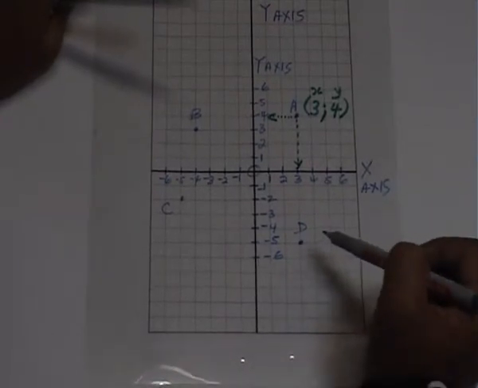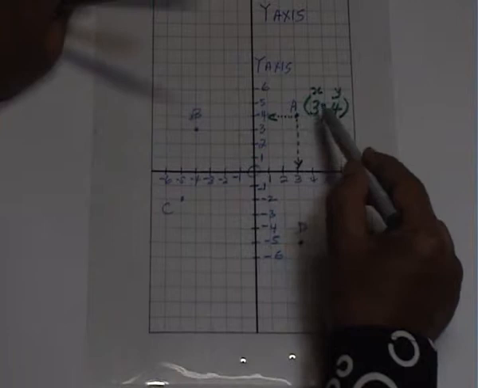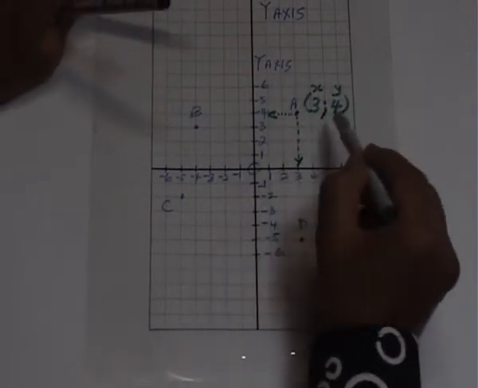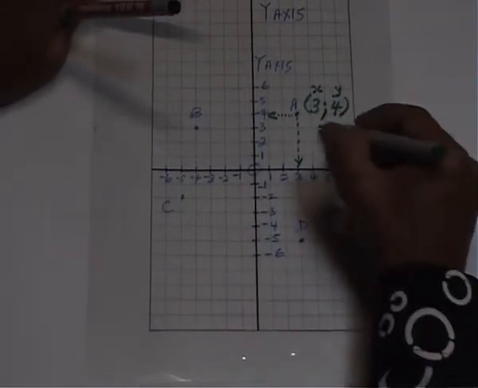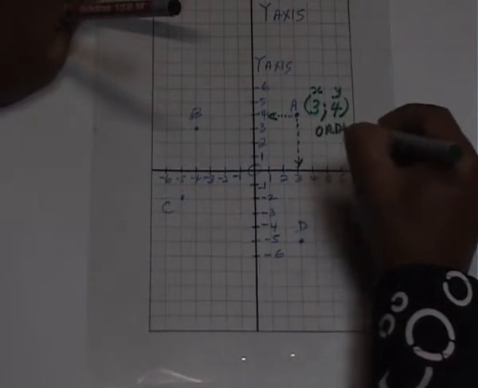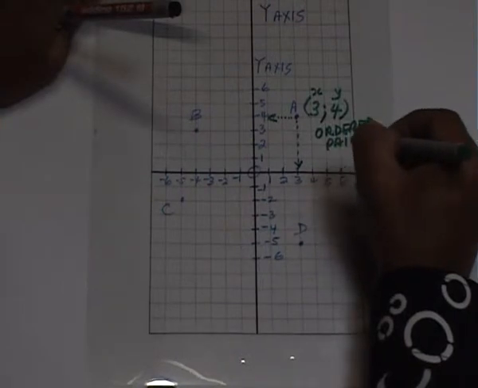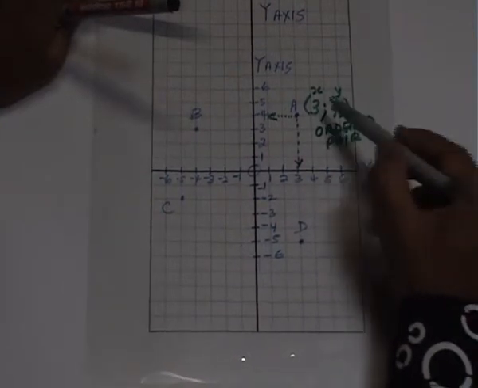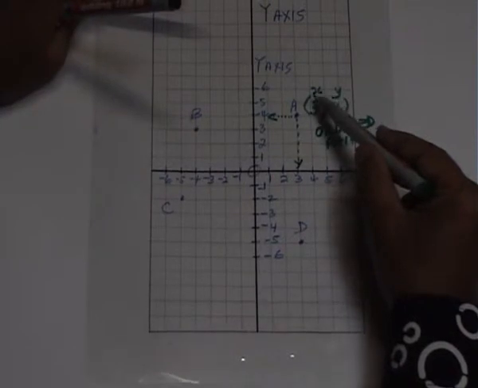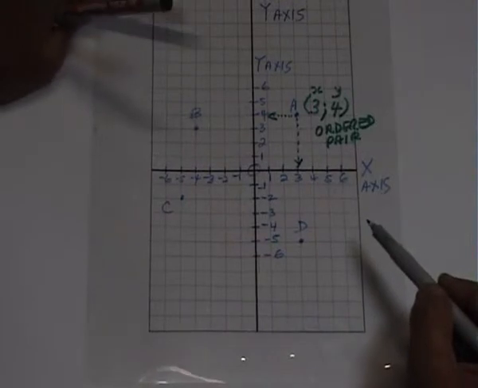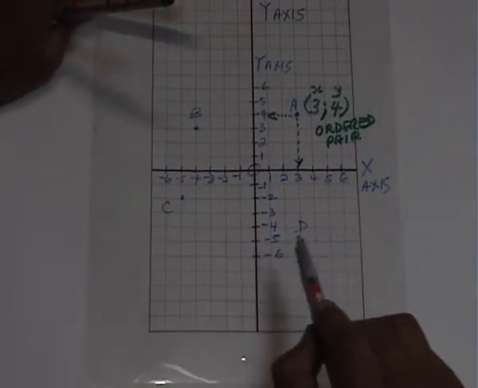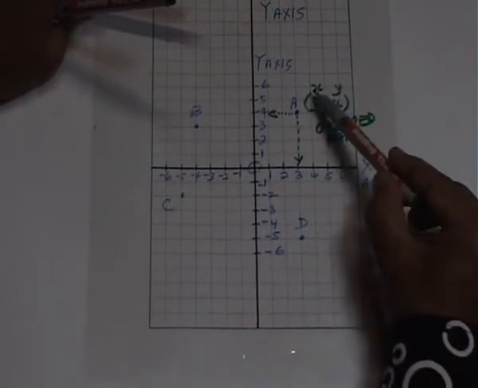So now you're going to keep learning new words. So A is 3, 4. And this 3, 4 is actually called an ordered pair. Why is it called ordered? Because it follows that order. X is always first and y is always second. It doesn't matter in which country you are. It doesn't matter in what language you're learning. It will always be called x and y, and x will always be first and y will always be second.